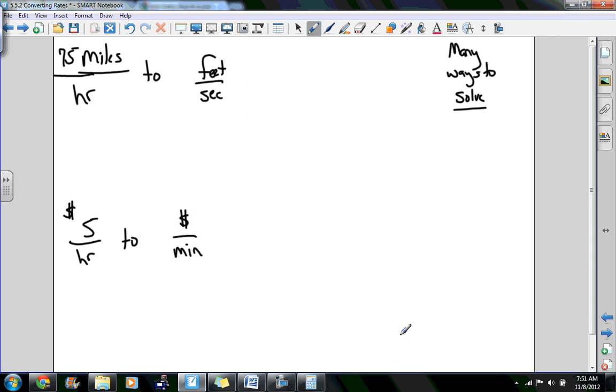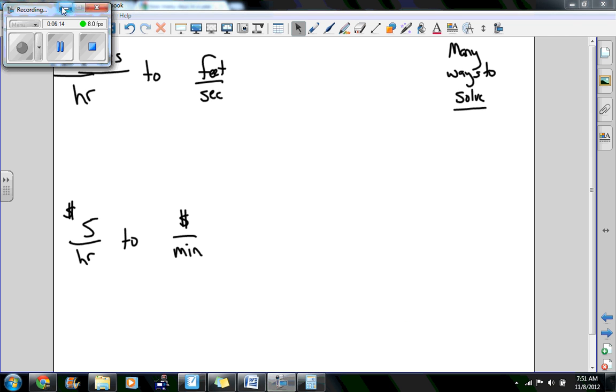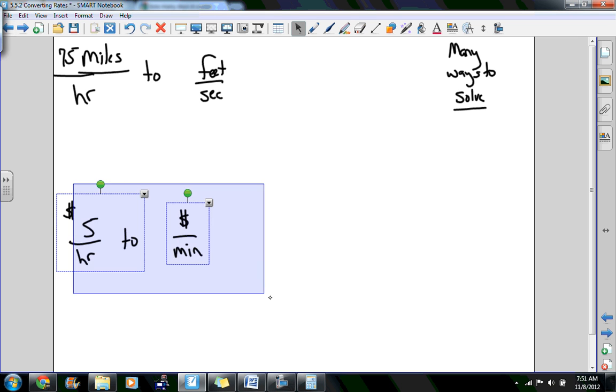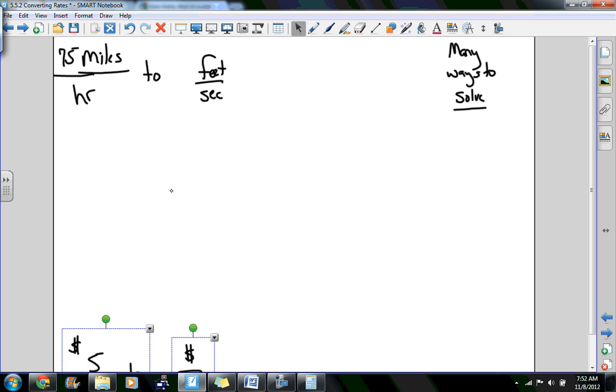Alrighty? Now we're going to get a little bit more difficult. Let's see how we're doing on time here. Not fantastic, but we're going to be okay. So we have 2 problems, and I'm going to separate them. Okay, so we're looking at the top. We have 75 miles per hour, and we want to convert it to feet per second. If you ever have this where there's no label on the bottom, do Ann's method and put a 1 there. So it's 75 miles per 1 hour, and I want you to break them up into 2 problems.